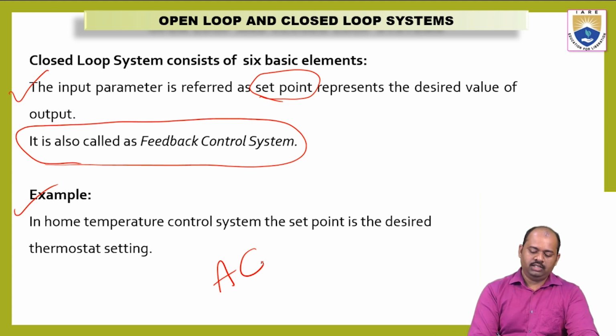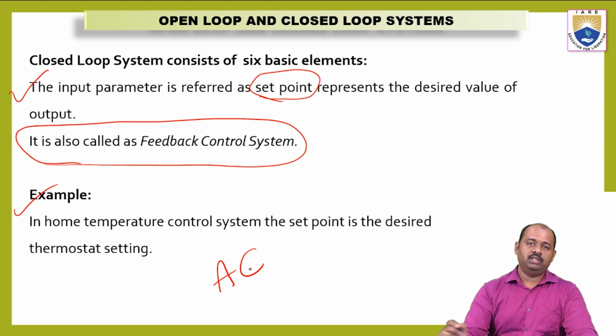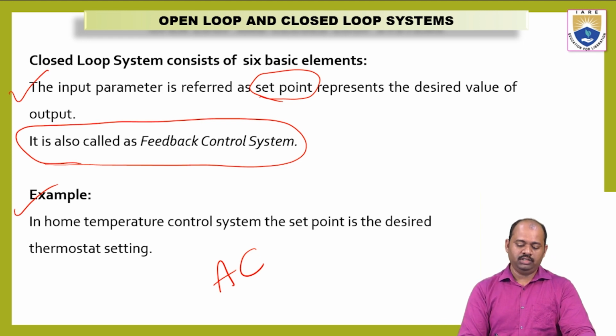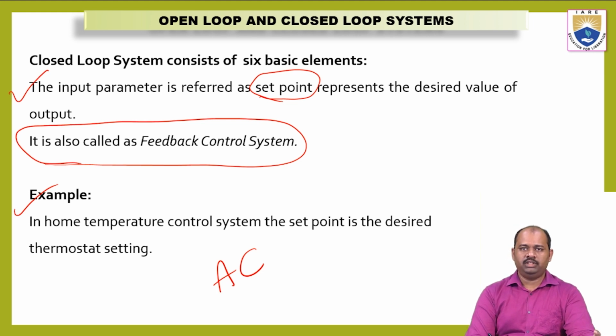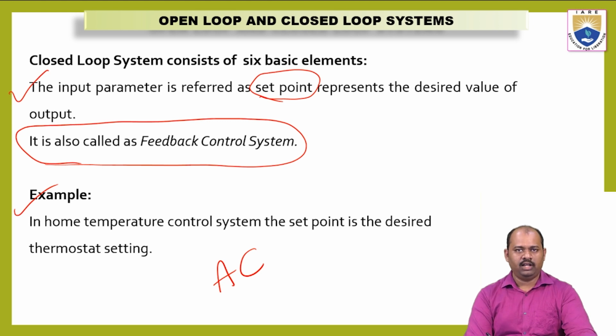What AC stands for: air conditioner. So what will the AC do? The full form of AC is air conditioning. Air conditioning means it will condition the air which is present in the room. That means it will suck the air from the room and send it to the compressor. There the air gets cooled and this air is again sent back into the room.